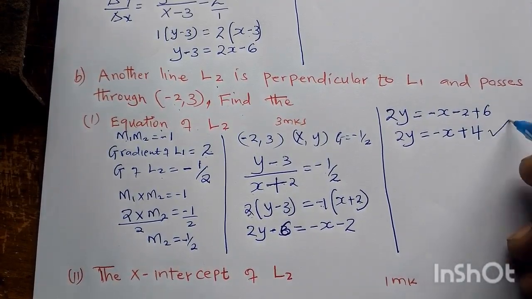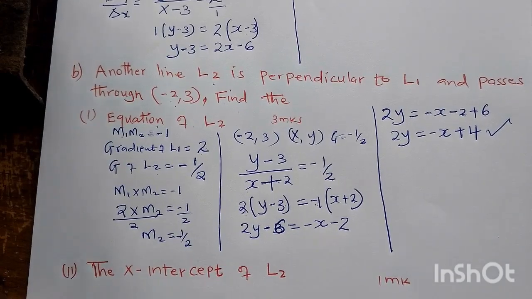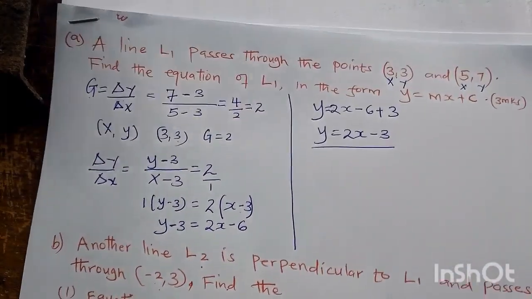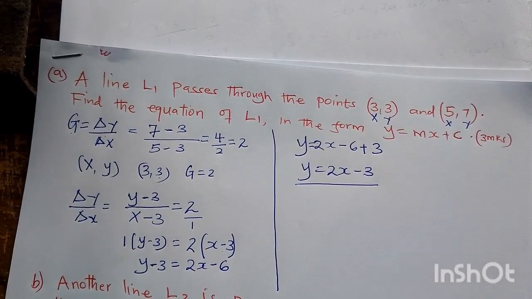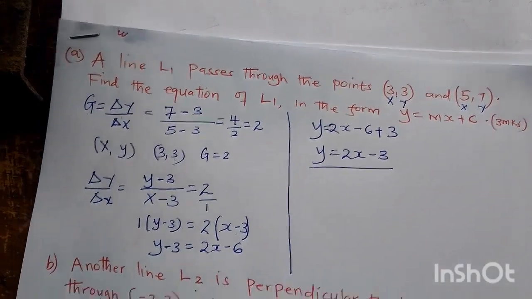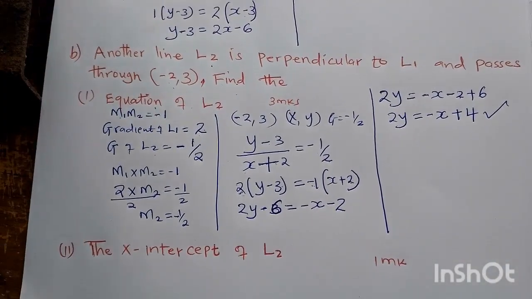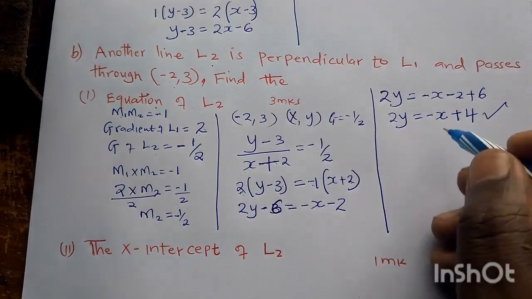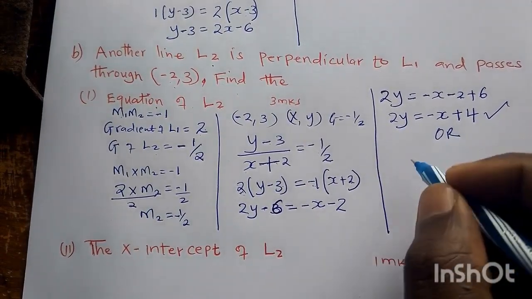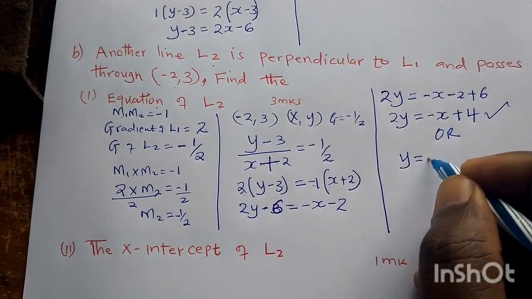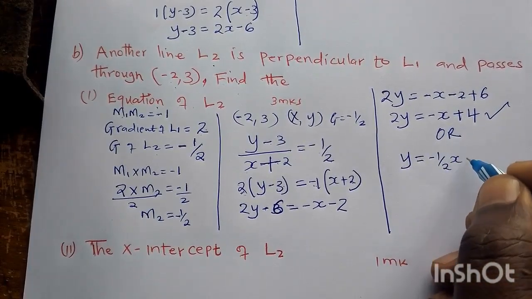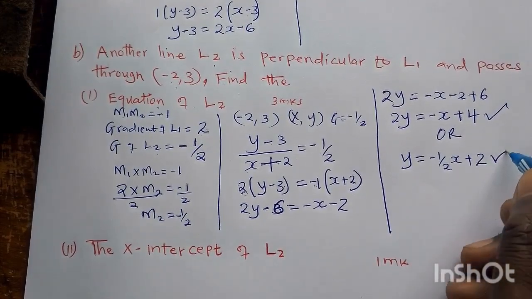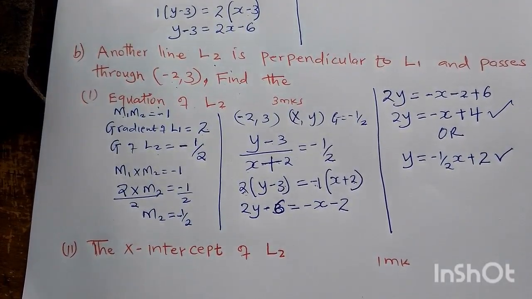So this one is an equation. You can leave it there because we were not given any condition, like in the first one where we were told to put it in this form. But for this one, we were not given any condition, so we can as well leave our equation at that point. Or you can divide by this, so we have y is equal to -1 over 2 x plus 2. Also, this one is acceptable.